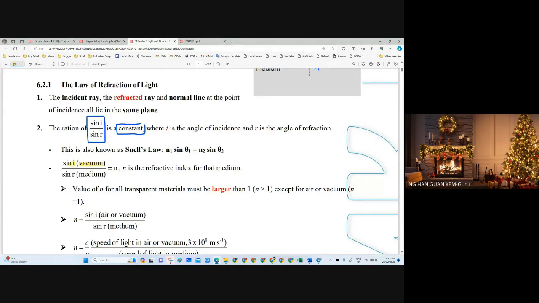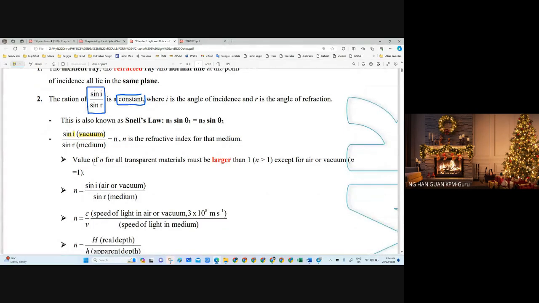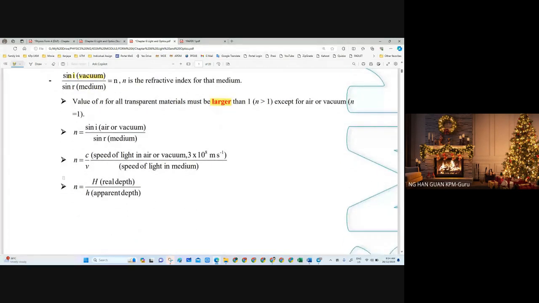So it cannot be any other two mediums. One of the mediums must be vacuum or air. That is when we apply the simplified formula. As I mentioned just now, the refractive index of a transparent material must always be larger than 1, because 1 is air or vacuum. Here are the other formulas we already know, except the last case, real depth and apparent depth. This one we will learn later, including how to draw the ray diagram for real depth and apparent depth.